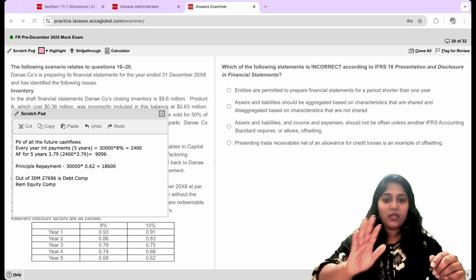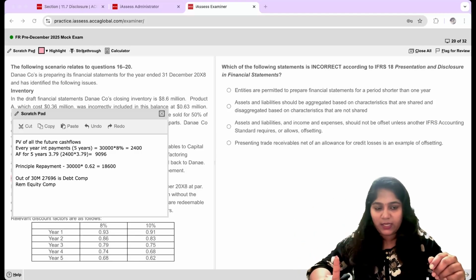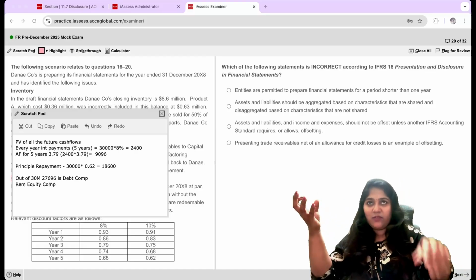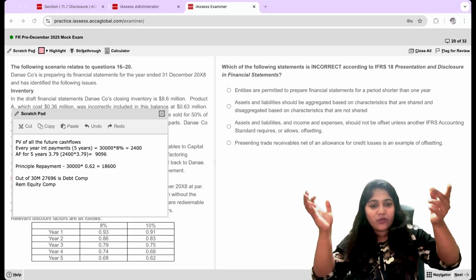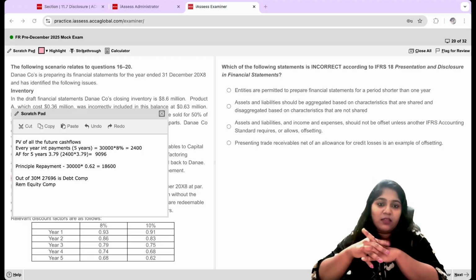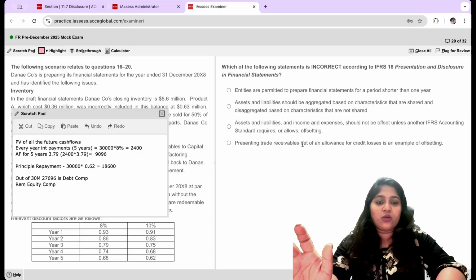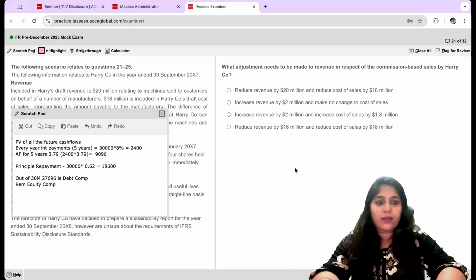What is incorrect? Presenting trade receivables net of an allowance for credit losses is an example of offsetting. No, it is not an example of offsetting. This is a receivable, and this is a provision created for the receivable, and I reduce that. That's the accounting treatment. It is not called offsetting at all. So this is incorrect.